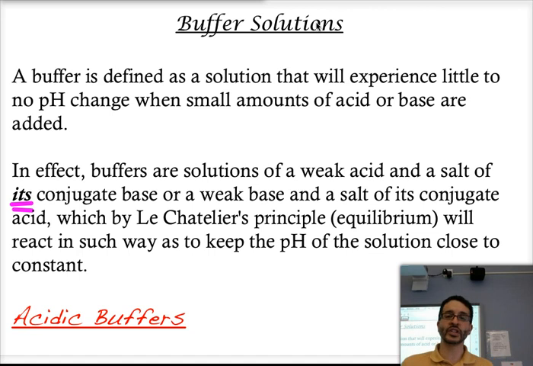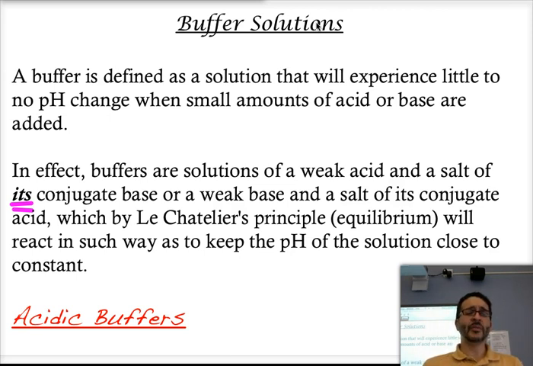So buffer solutions are very important for keeping stable pHs, and it's actually one of the things that we as human beings use in our blood. We have a buffer system in order to keep the pH of the blood very close to constant at 7.35, which is what we need. We need our blood to be ever so slightly basic for us to have our chemical reactions take place properly.